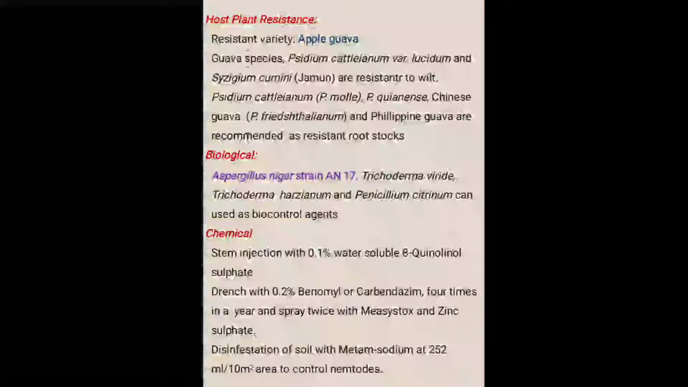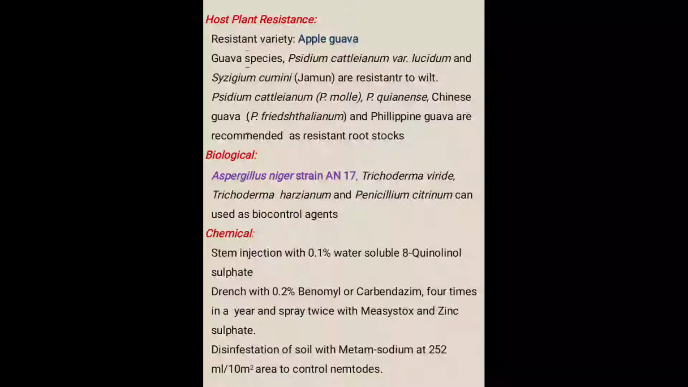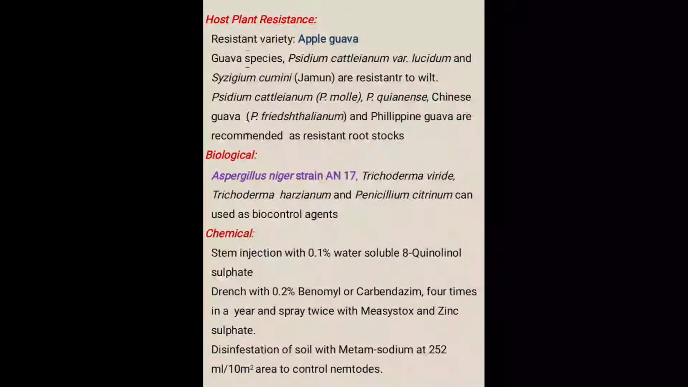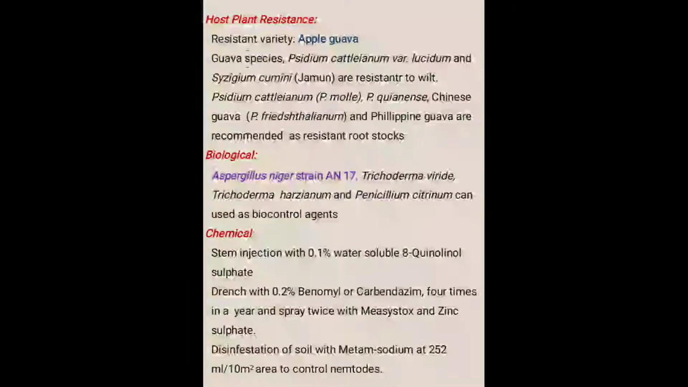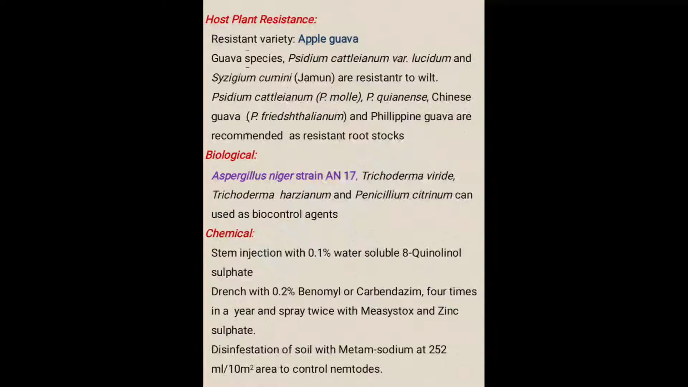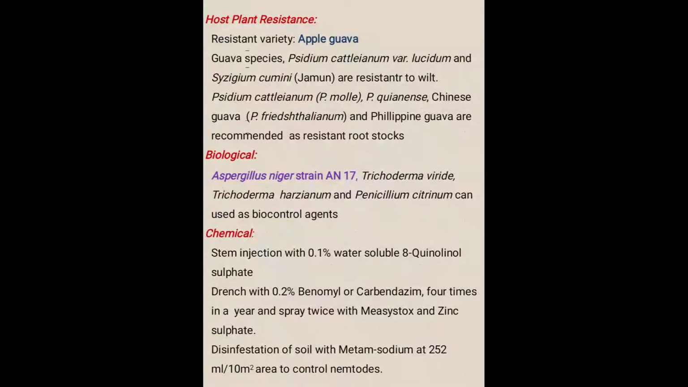Next, biological control means use of some strains of microorganisms which are beneficial and which act as biocontrol agents. For example, Aspergillus niger strain AN17, and as Fusarium is a soil-borne fungus, it may be very successfully controlled or managed by the use of Trichoderma species. For example, Trichoderma viride, Trichoderma harzianum, etc.